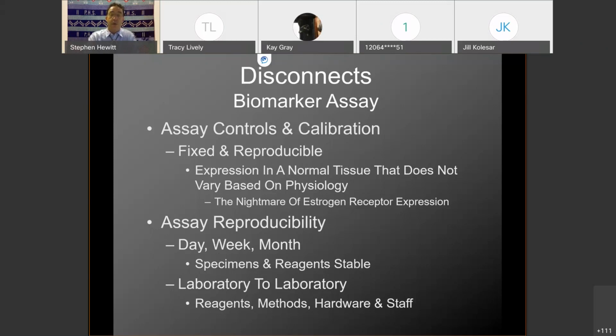A strong reproducibility schedule is do it on Monday, do it on Friday, do it the next week with a different tech, and look at what you get, or do it the next month with a different tech and compare those results. And you need to actually do a sufficient number of samples to be certain that this is what you're hoping for. Laboratory to laboratory is another critical element.